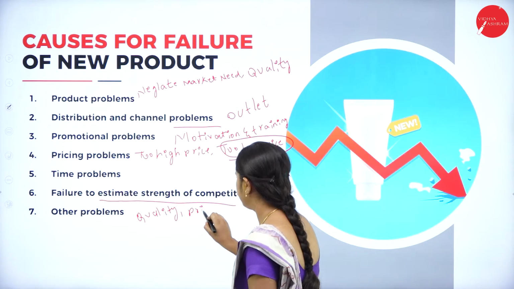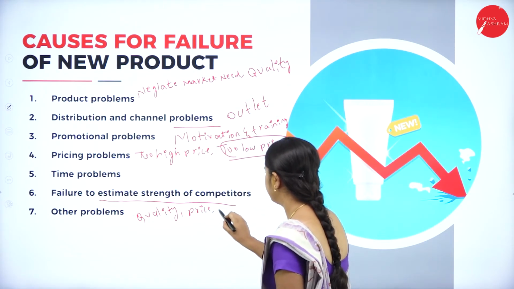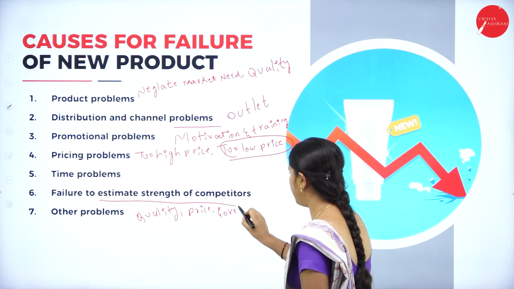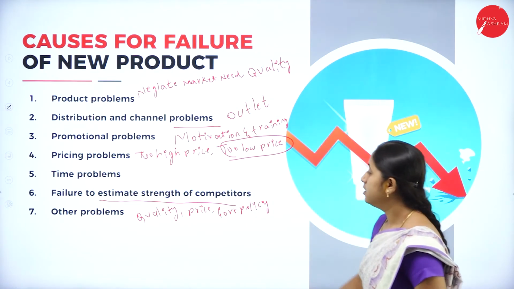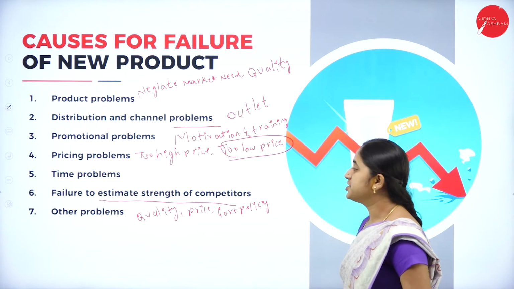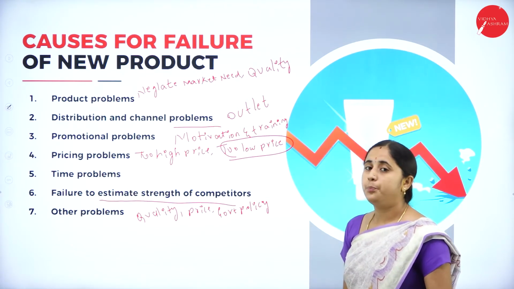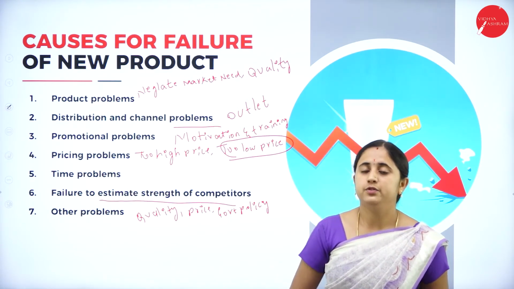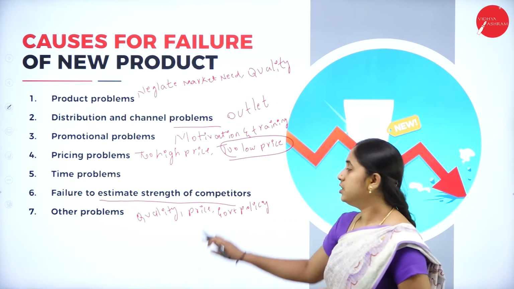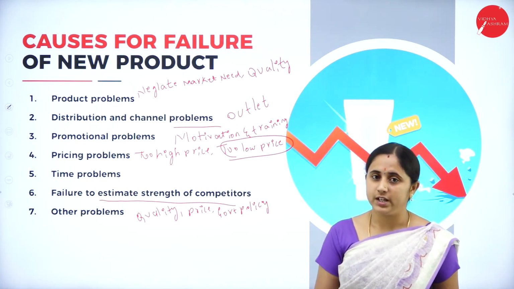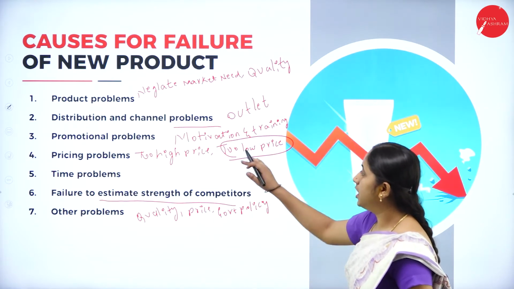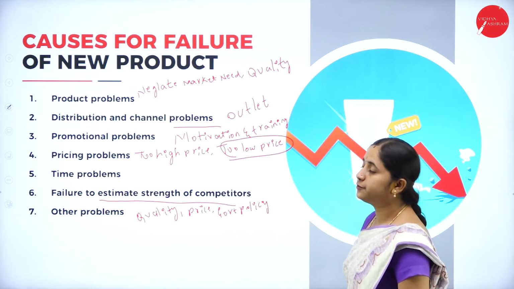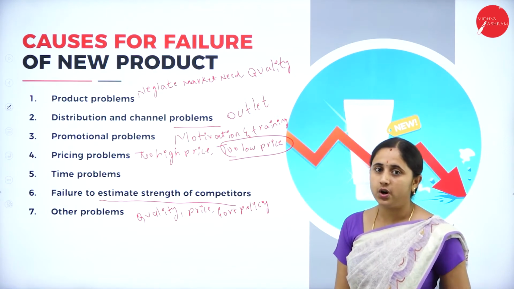Quality, price, government policy, then failure to adapt to market changes, then inappropriate function of your product. If your product is not functioning well, then your product will fail. This all comes under other problems. So these are all the causes or reasons for failure of a new product.